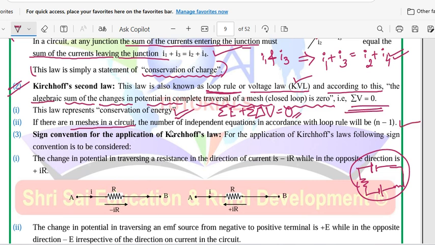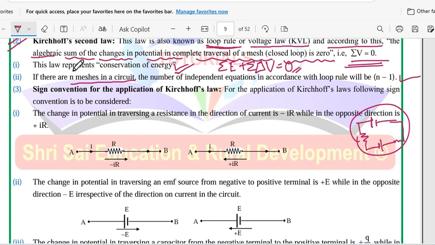So the sign convention for the application of Kirchhoff's laws should be considered. The first one is the change in potential in traversing a resistance. In the direction of current it is minus I into R, whereas in the opposite direction it is plus I into R. You can clearly observe the sign conventions here.